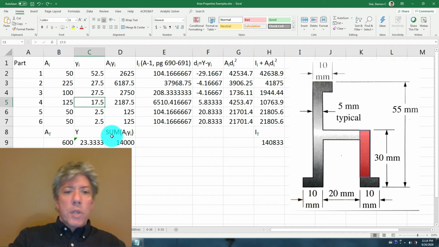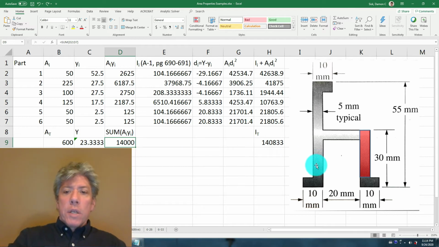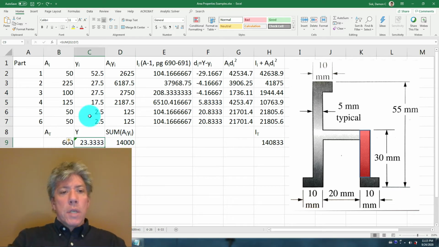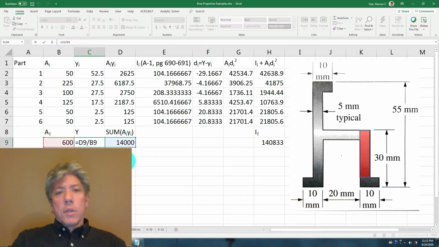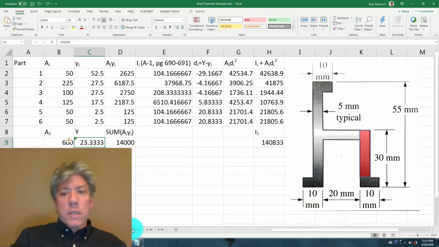So then the spreadsheet goes ahead and calculates the sum of the AiYi's, in other words, the moment of all those individual areas from this axis. And then it calculates the total area just by adding these up. And then, of course, with these two cells, you can take the ratio, and that tells you where the centroid of the whole shape is located. So it's just an area balance is all it really is.